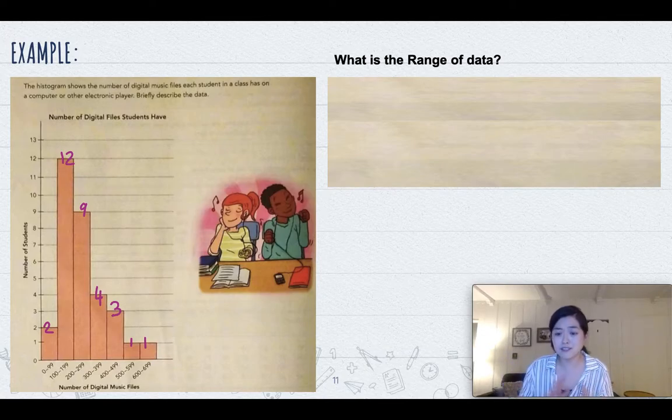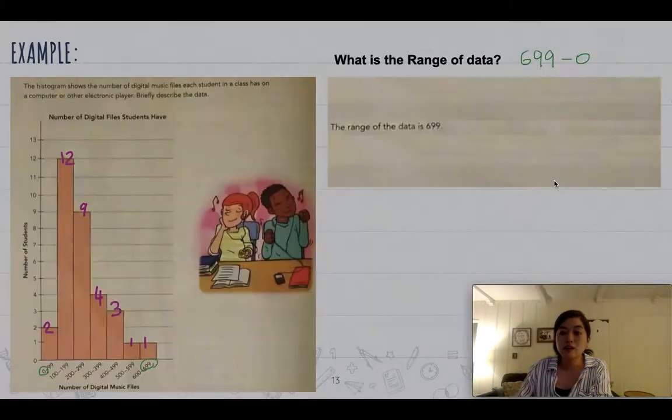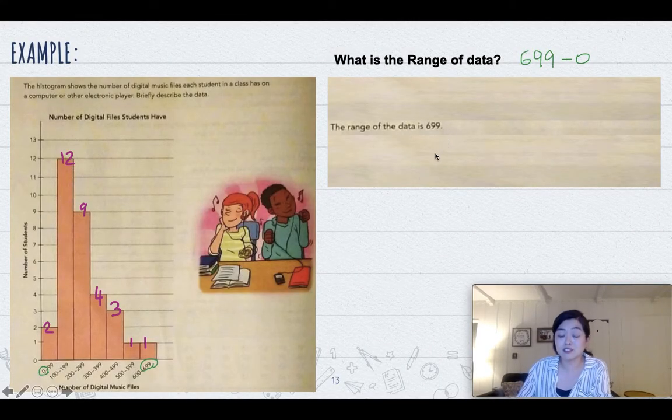Okay. Now, what is the range of data? Do you recall how to find the range? We have to take the greatest minus the lowest amount, okay? So the greatest amount here, they don't tell us exactly, but we can look at it from the intervals that were given. So our highest interval is 600 to 699, and our highest number in that interval is 699, okay? And our lowest interval is 0 to 99, and our lowest number is 0. So we're going to do 699 minus 0, and so the range of the data is 699.